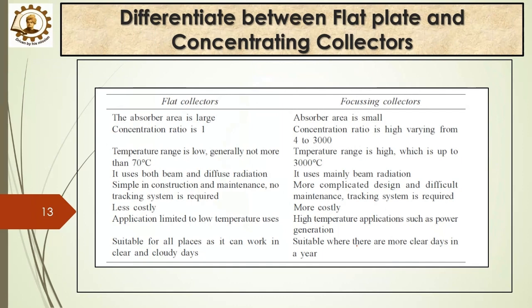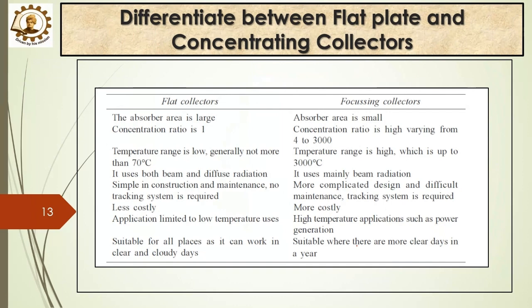So we use the focusing type collectors mostly. Its concentration ratio is very high, ranging from 4 to 3000. The temperature range for flat plate is low, not more than 70 degrees, and as the concentration ratio is directly proportional to temperature, the focusing collectors can have a high temperature range of about 3000 degrees Celsius. The flat plate collectors can measure both beam and diffuse radiation. They can use both the radiations, while the focusing type collectors mainly use beam radiation.